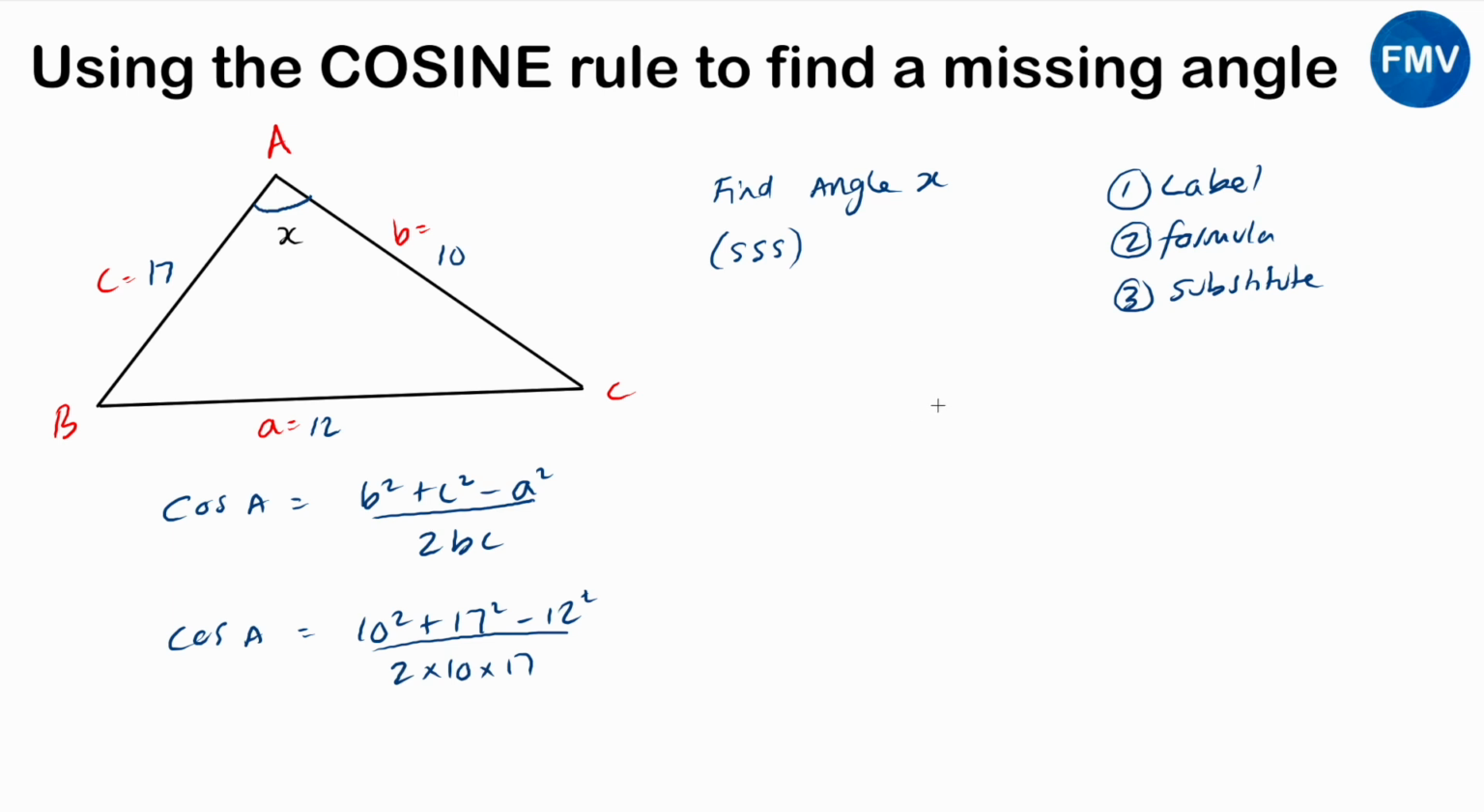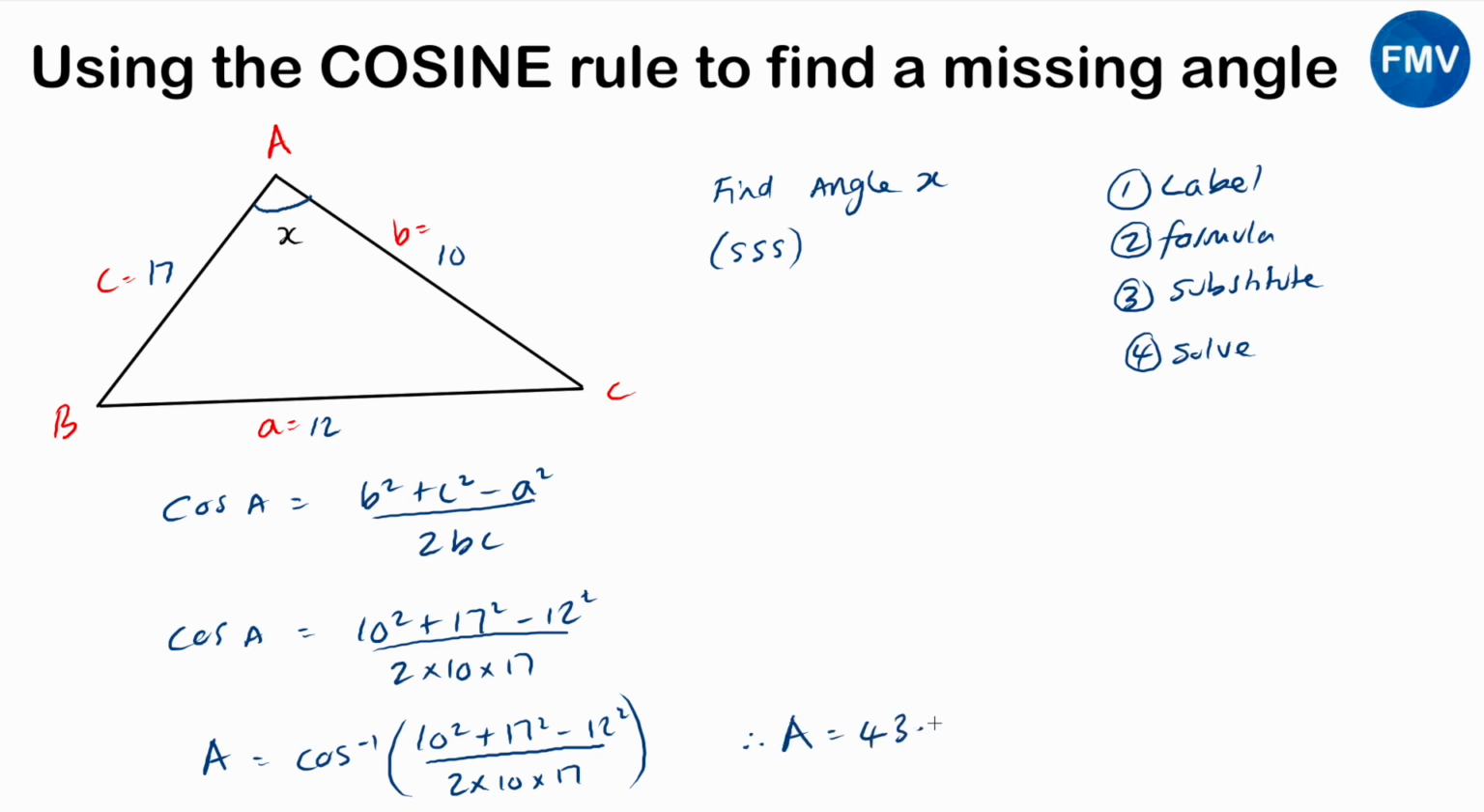So step 4 is to solve this. As with normal right angle trigonometry, we're not going to divide both sides by cos. What we're going to do is multiply them both by cos of -1. And that means we can use the inverse cos on our calculators. So if I multiply this side by cos of -1 and this side by cos of -1, this is what I get. So now I place that in my calculator and I will get 43.9 degrees to 1 decimal place.